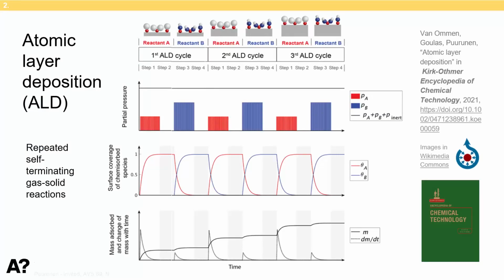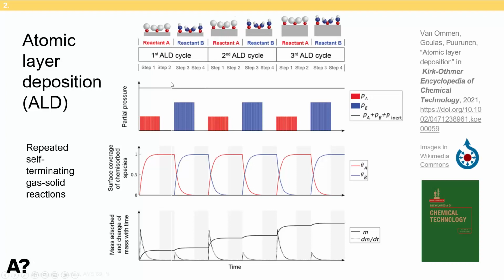First, atomic layer deposition. Before we do any modeling, it's important to define what we model. And here is a way to present atomic layer deposition as it's modeled. So ALD is based on repeated self-terminating gas-solid reactions of at least 2 compatible reactants. So here they are denoted reactant A and reactant B, and 3 cycles are shown in this graph.